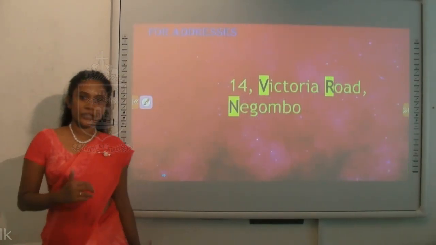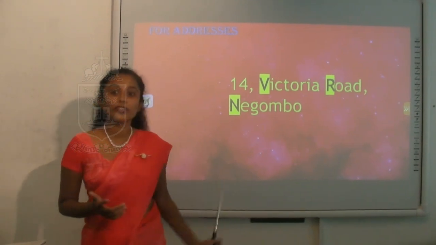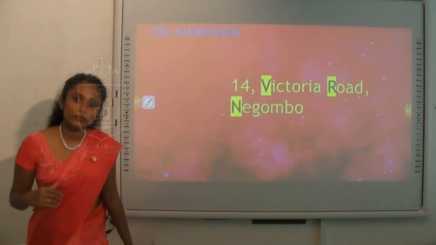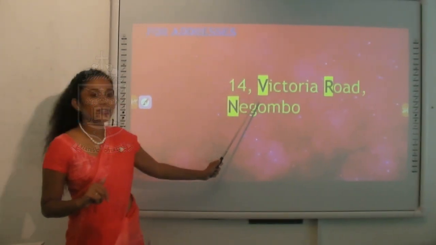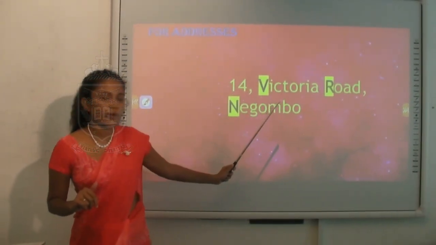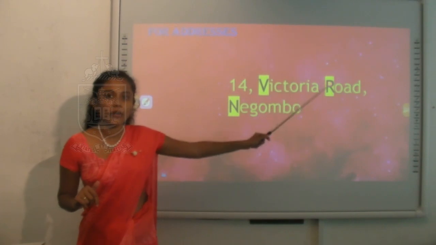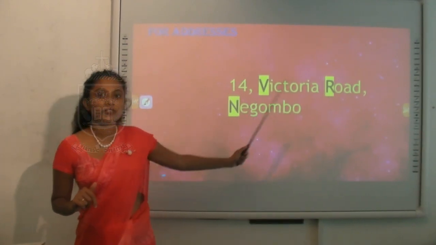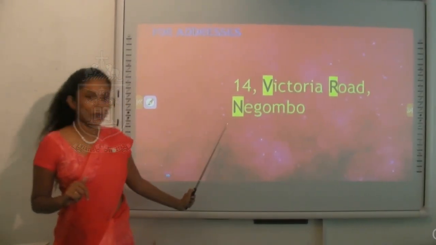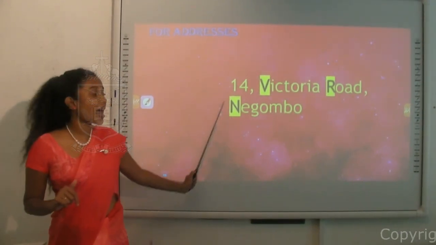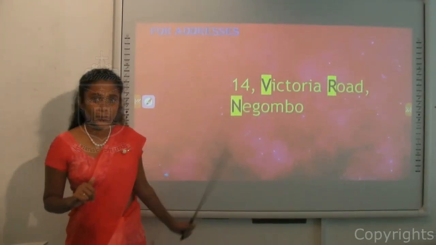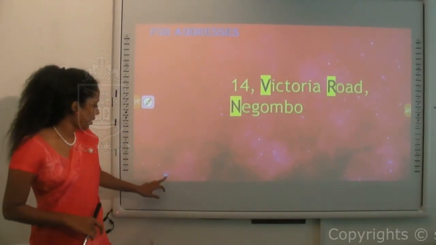Where do we use capital letters again? It's for addresses. For addresses we also use capital letters, just like this. It's the name of the road, Victoria Road. Victoria, V and Road, R, and Negombo. It's the city, so N is capital. I have highlighted these letters that should be capital. Right? Okay.